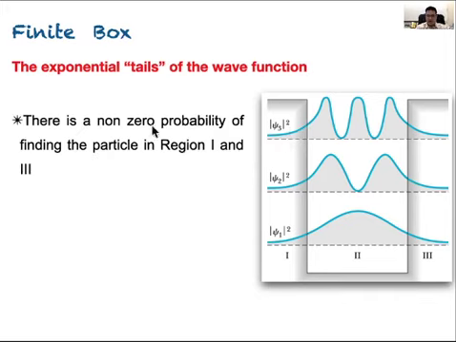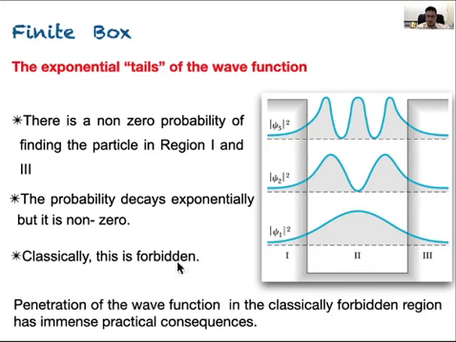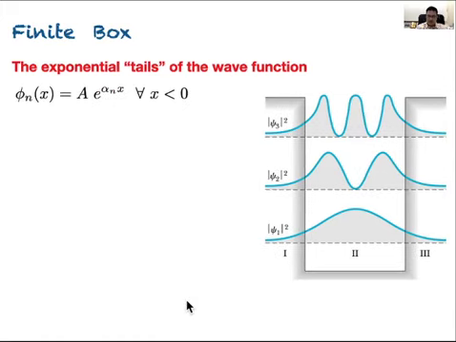Okay, so there is a non-zero probability of finding the particle in region 1 and 3. This is our region 1 and this is our region 3, and the probability decays exponentially outside the well, but it is non-zero, and classically this is forbidden. This is what is called penetration of the wave function in the classically forbidden region, and that has very immense applications.